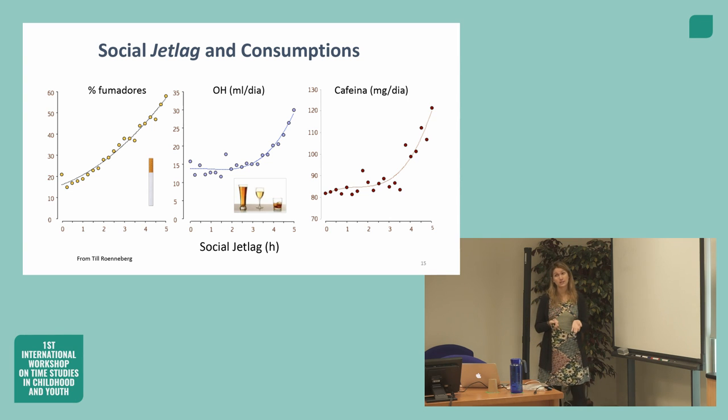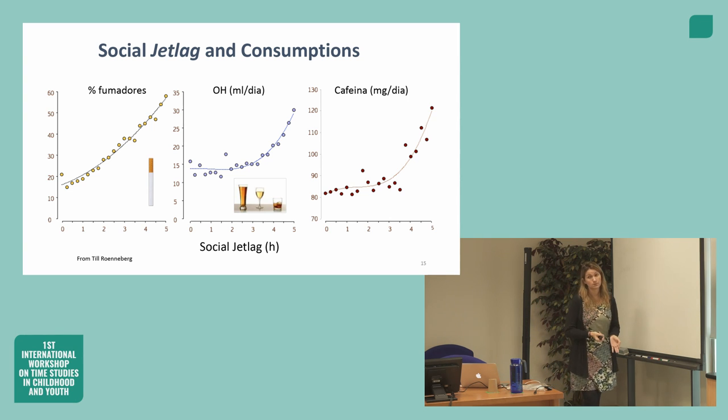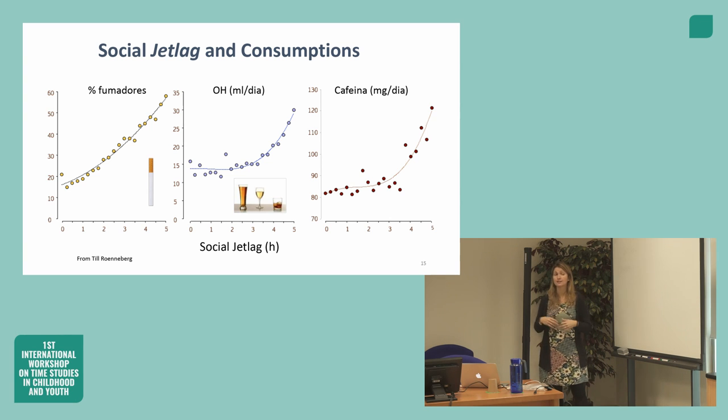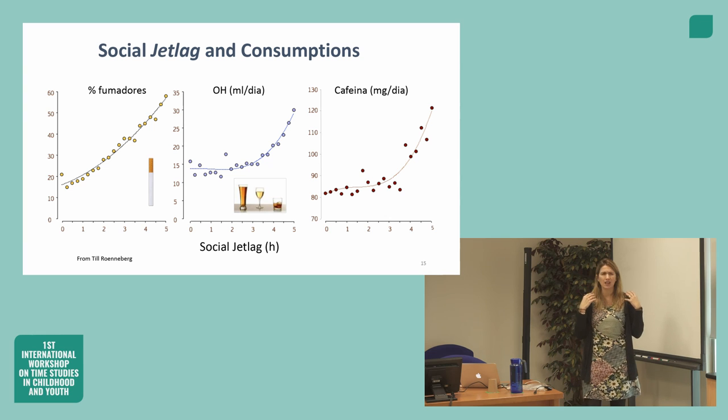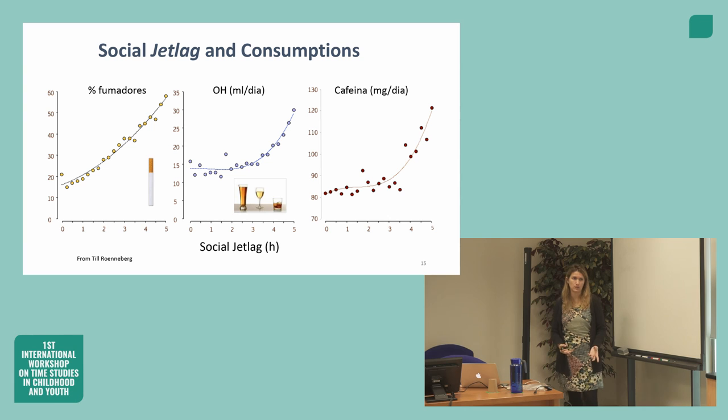But if you are not sleeping, you will not be producing it, and you will be much more hungry in the morning. And not only hunger, but you will ask for hypercaloric stuff. You don't like to have a salad. You like to have a hamburger. You want something with a lot of sugar and a lot of fat. That's what's happening when you don't produce your leptin.